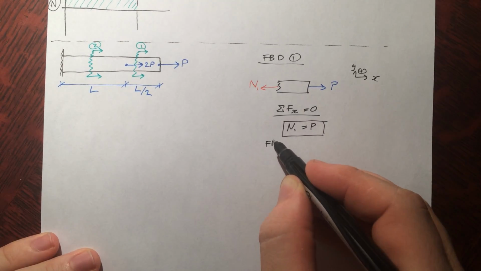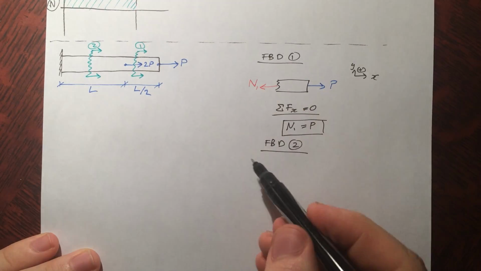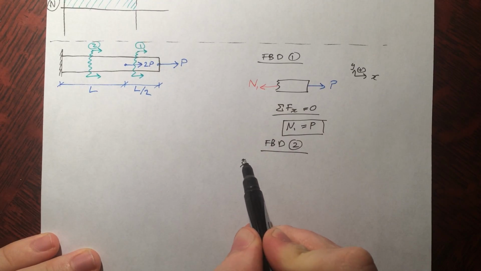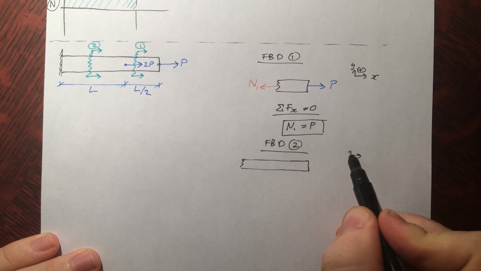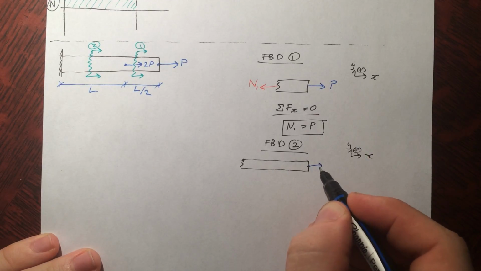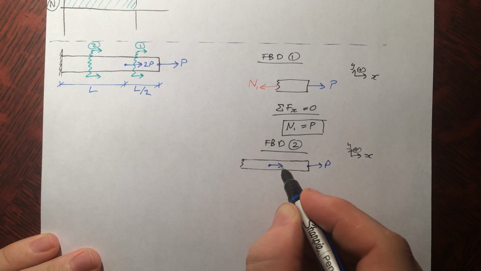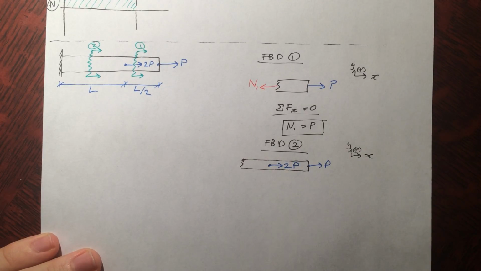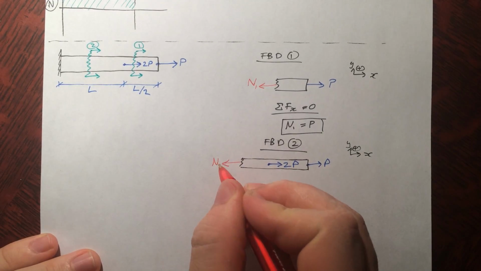So the second free body diagram for the second cut, of course it's a bigger piece, so let's just draw it bigger here. All right. In this section, we have a load P and 2P, all right? And of course, then we're going to have a reaction here, N2.